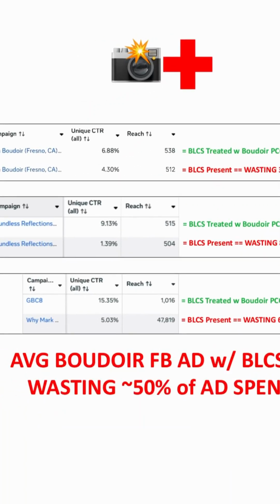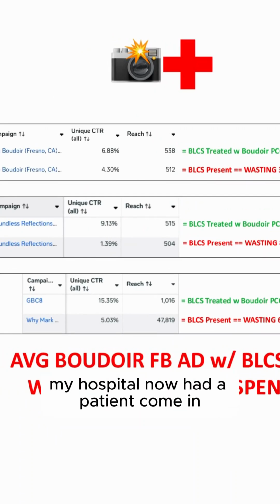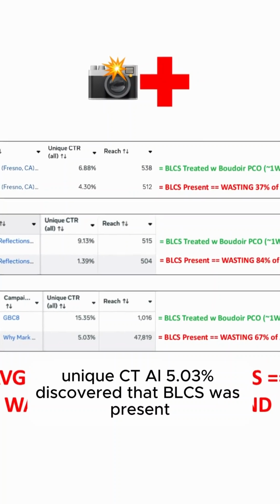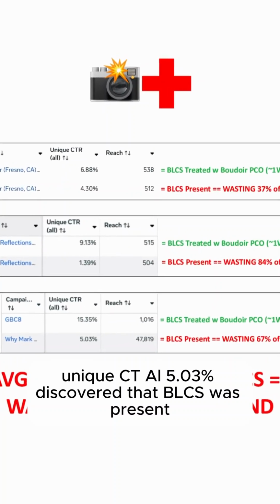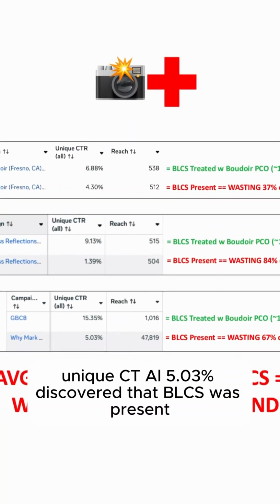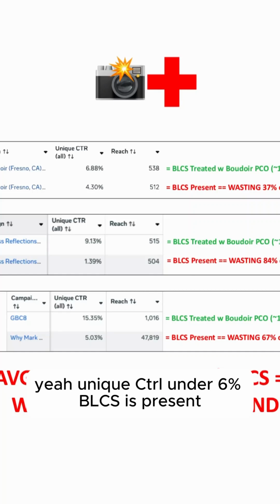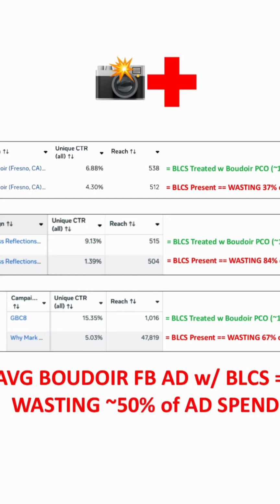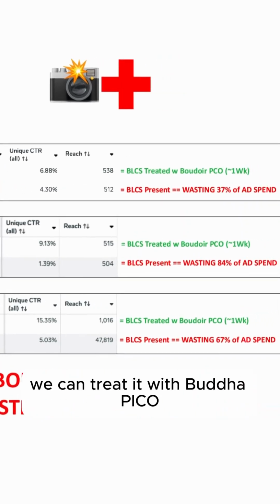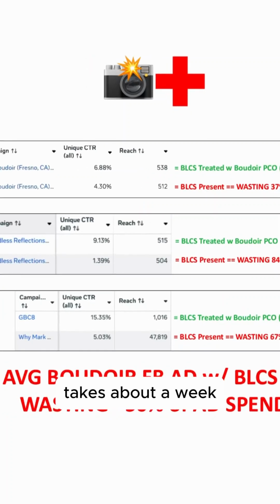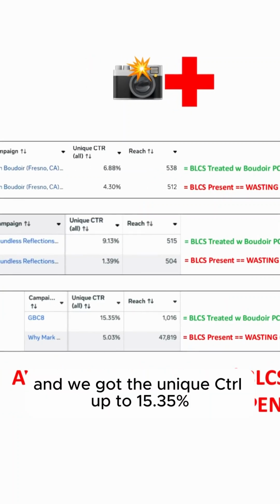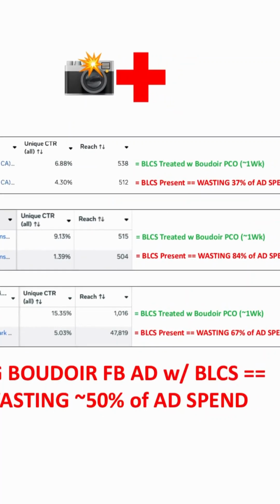Finally, my hospital now had a patient come in, unique CTR 5.03%, discovered that BLCS was present. Unique CTR under 6%, BLCS is present, Boudoir low click syndrome. So now we got the solution. We can treat it with Boudoir Pico, takes about a week. And we got the unique CTR up to 15.35%.